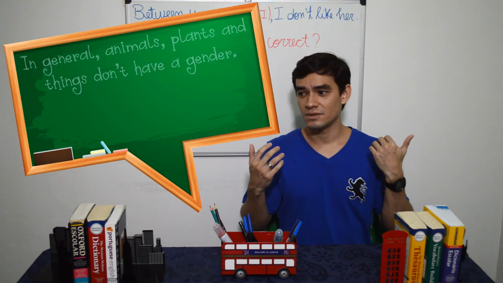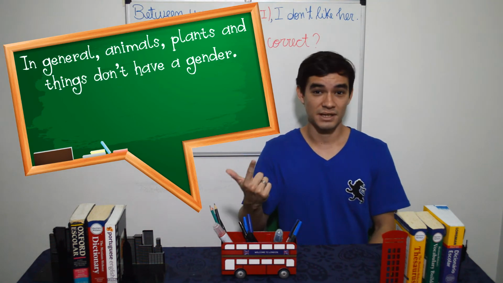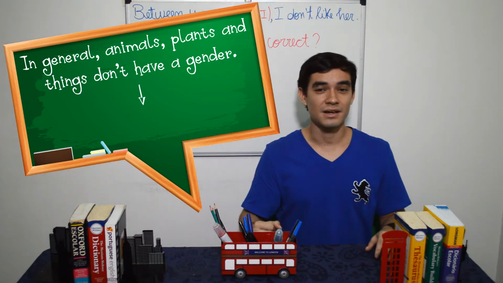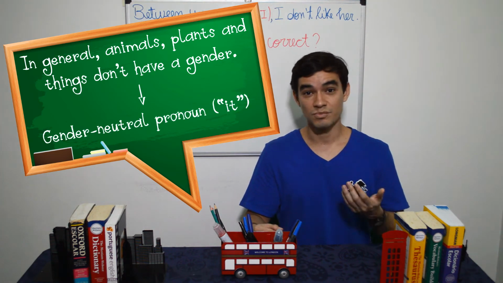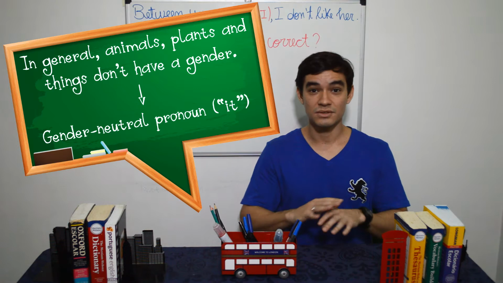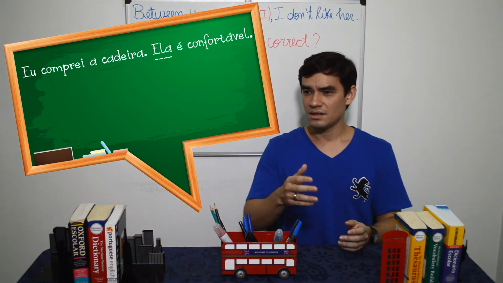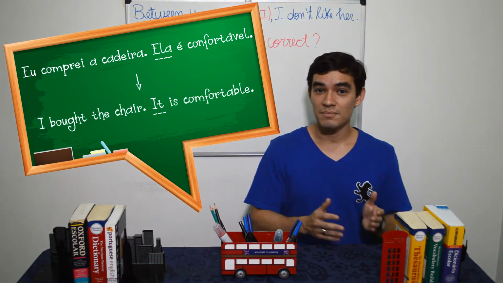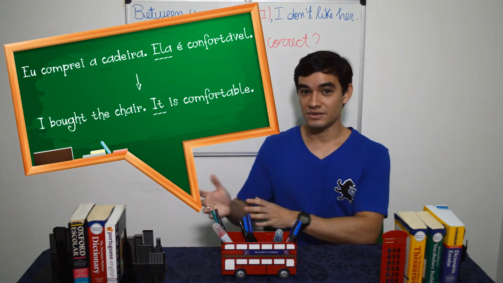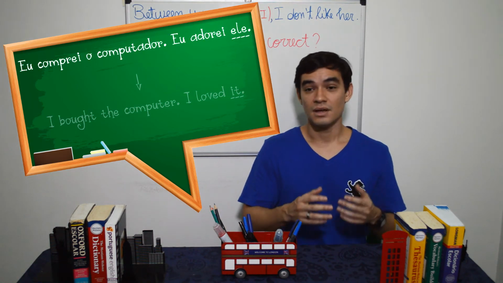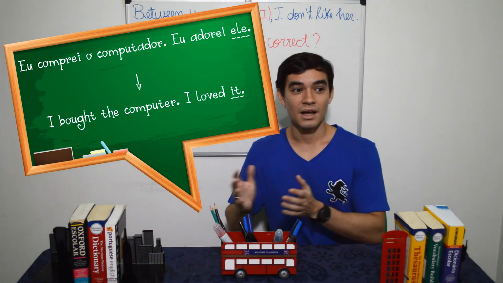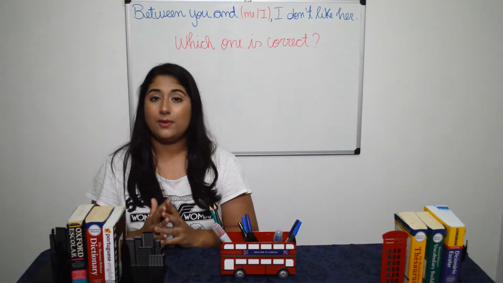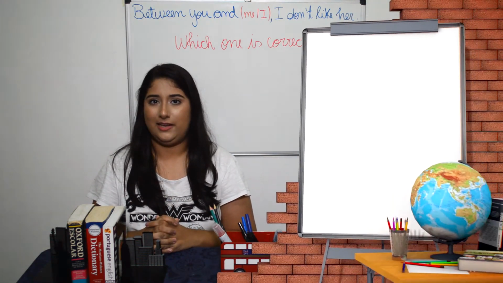For example, in general, animals, plants, and things don't have a gender. That's why they need a gender-neutral pronoun to represent all of this. In the examples we gave, the version in English would be, I bought the chair, it is comfortable. And I bought the computer, I loved it. See? But there is a very important detail.